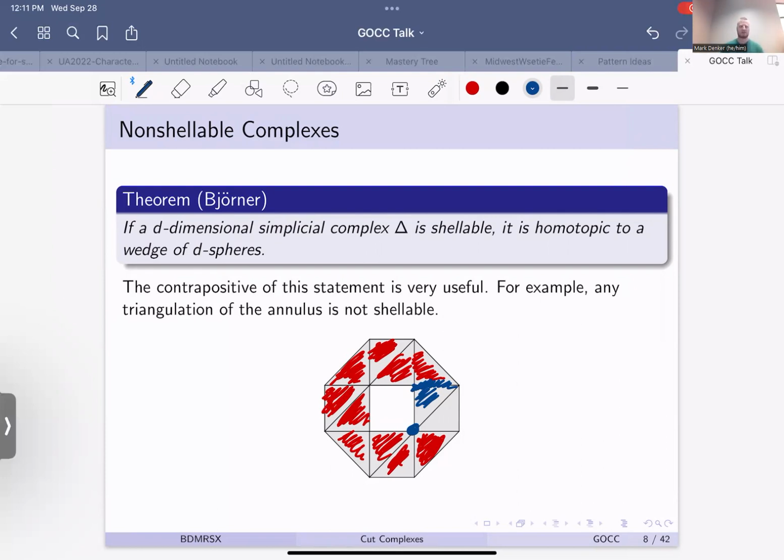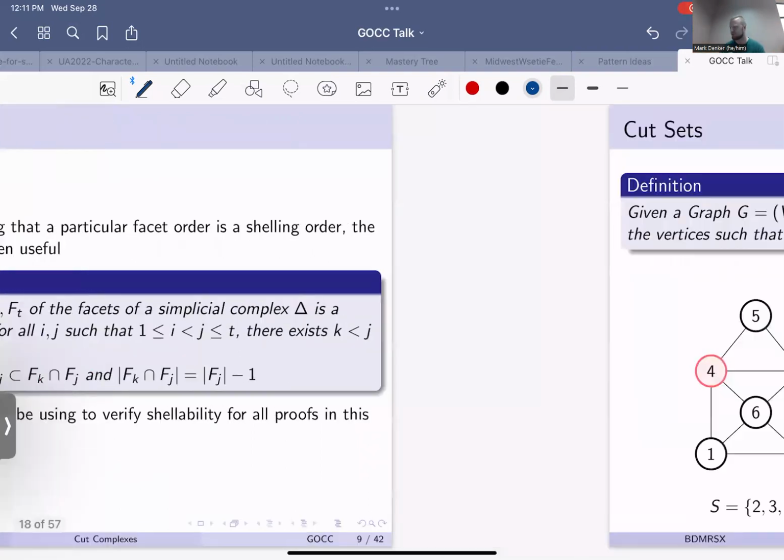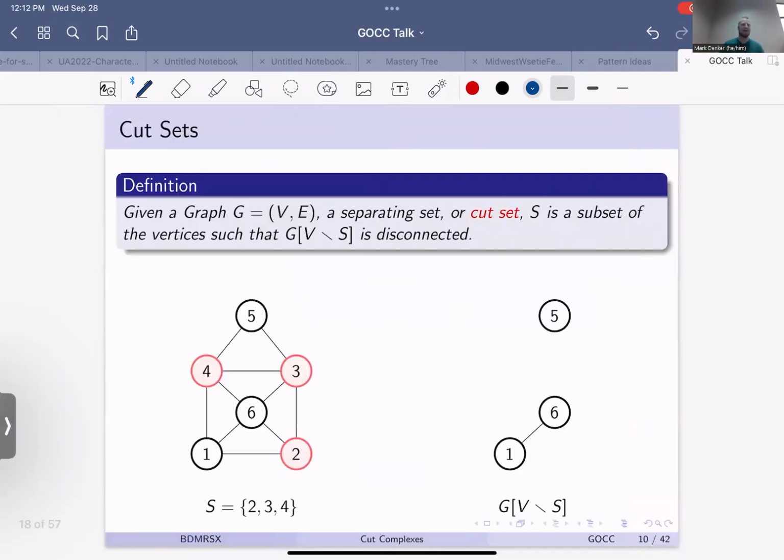Let's get into what's new, because shellability has been around for decades and decades. Whereas the new stuff, I don't think I actually put any proofs in this talk, so we can ignore that slide.